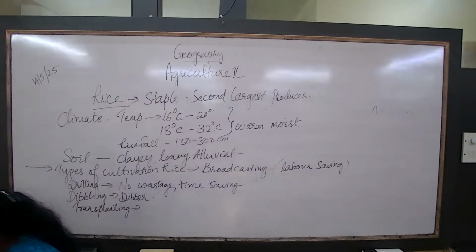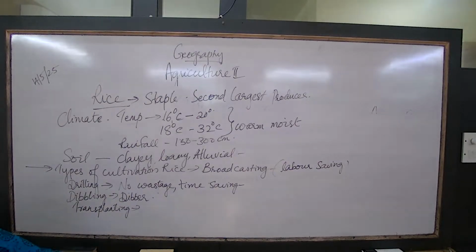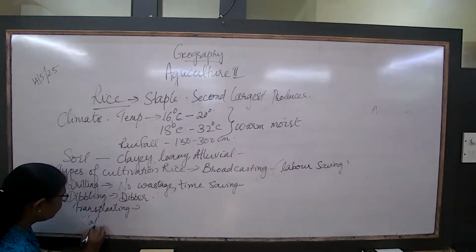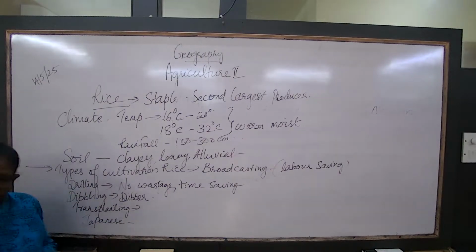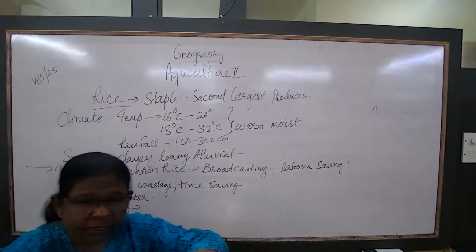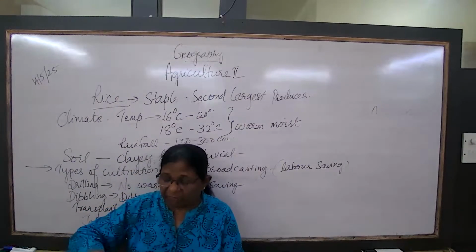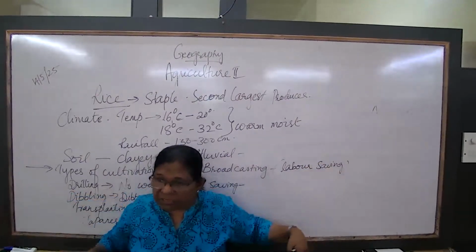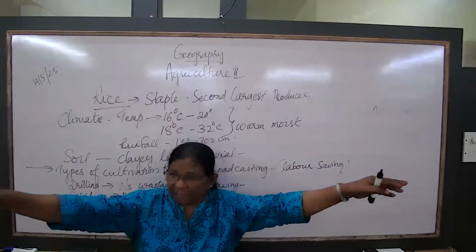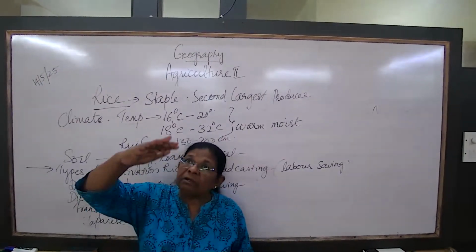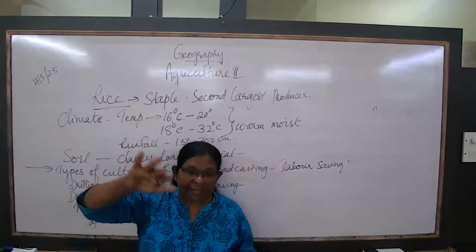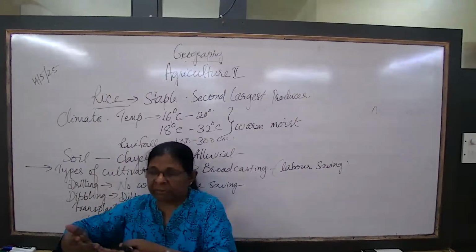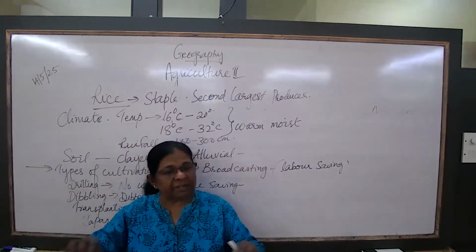Next method is Japanese method. That is also a transplanting method. But in that Japanese method, what is the peculiarity? Instead of big nursery, it will be planted in different boxes and trays. Understood? And sheds are made, and layer by layer it is planted. And with the help of the machine, it is brought to the field and transplanted.